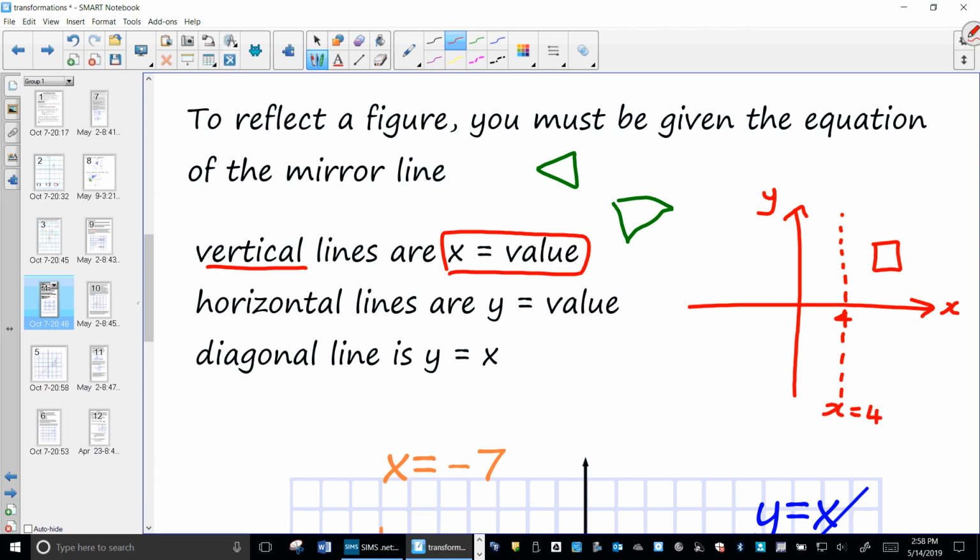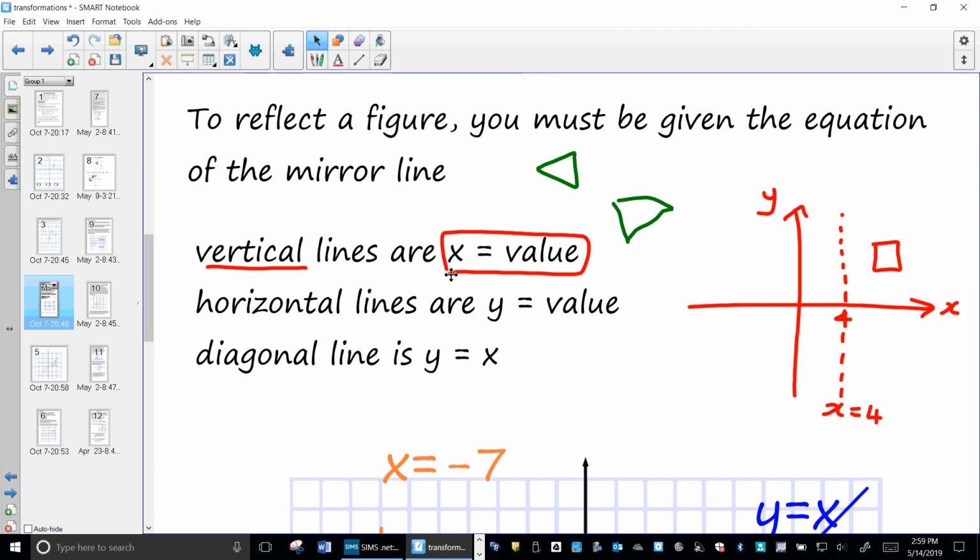So if it was a vertical line, it would be the line x equals 4. Now, once you've drawn your line in, you can then reflect it. How do you do y equals 10? I will show you. That's if it was a vertical line.